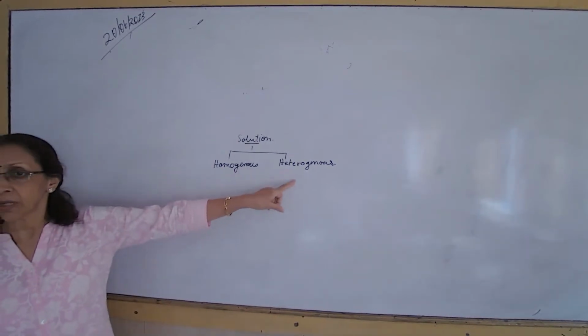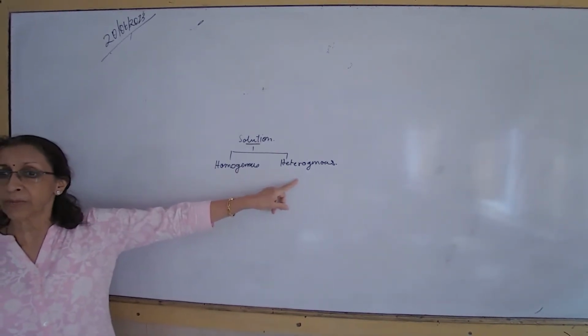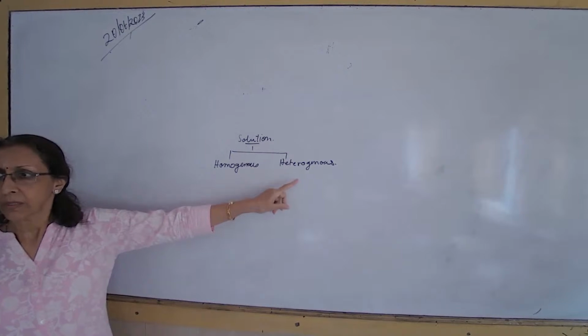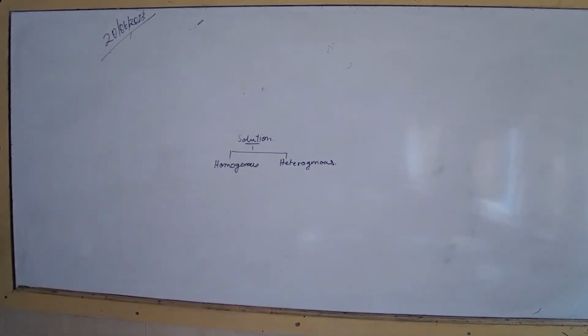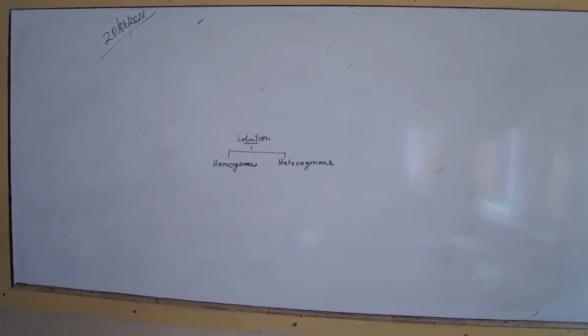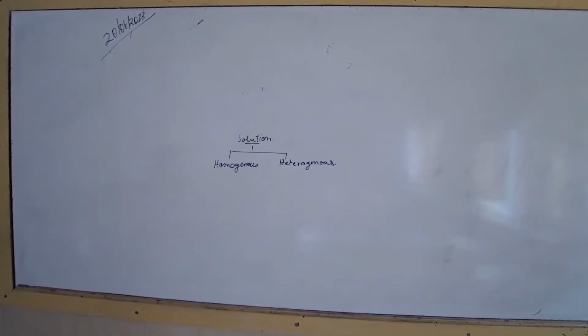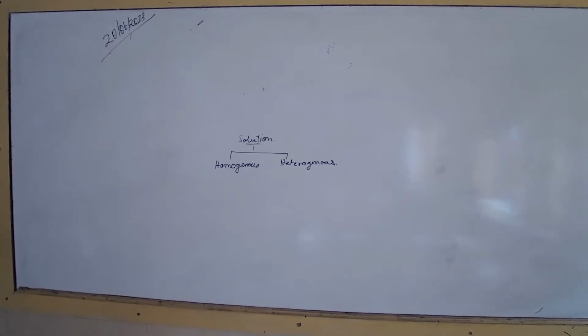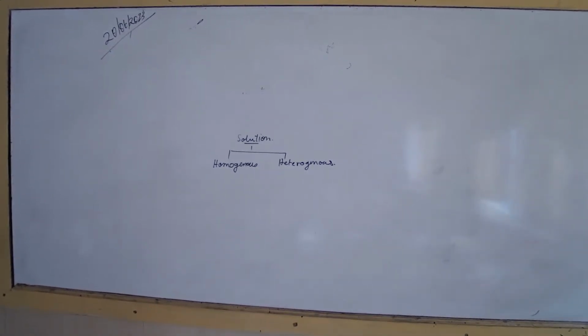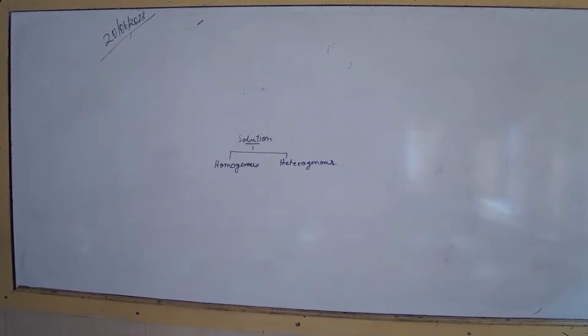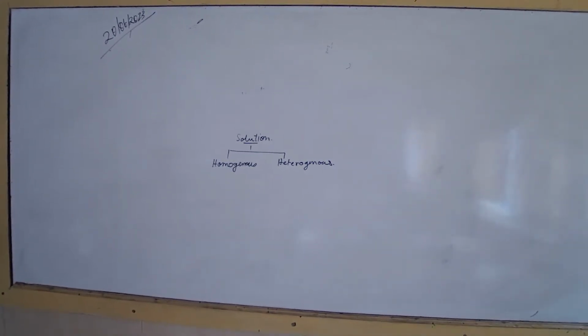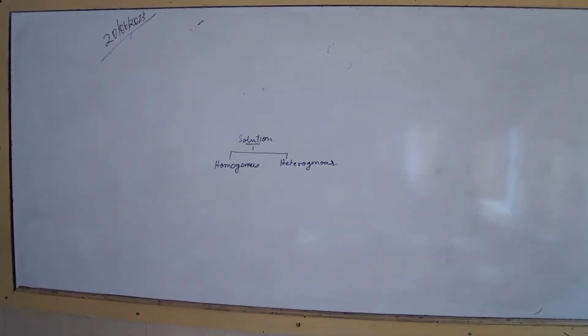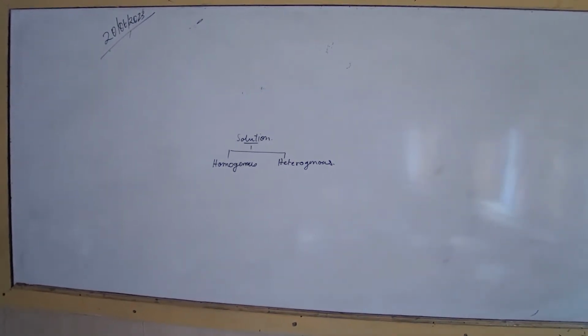Homogeneous and heterogeneous. Look at your notebook and tell me what is the difference between homogeneous and heterogeneous. Uniform composition, non-uniform composition. Homogeneous, uniform composition; heterogeneous, non-uniform composition. What is the example that we have got? Homogeneous, for example, sugar in water, sulfur in carbon dioxide solution. Sulfur and carbon dioxide solution is homogeneous.